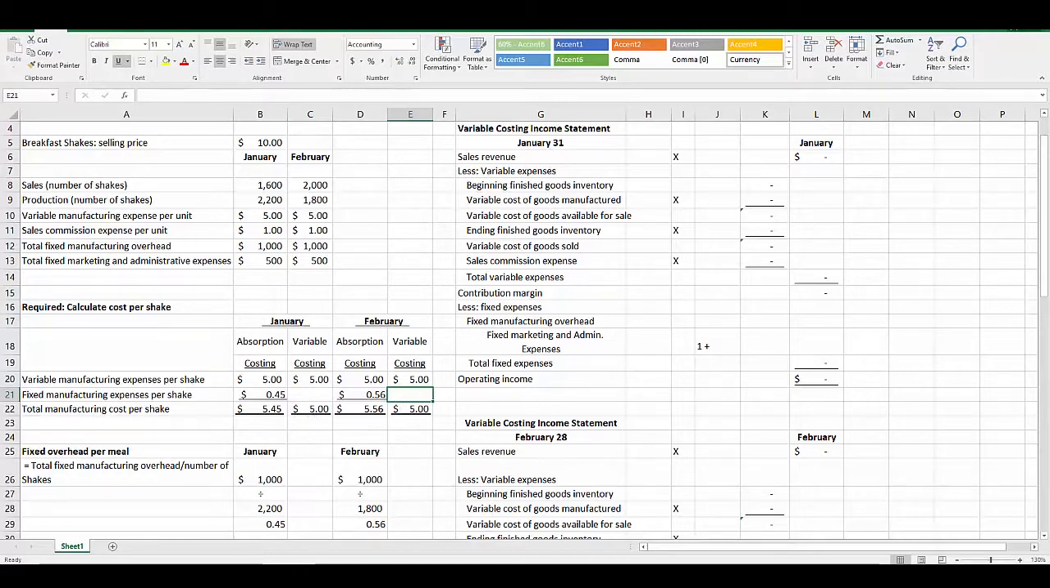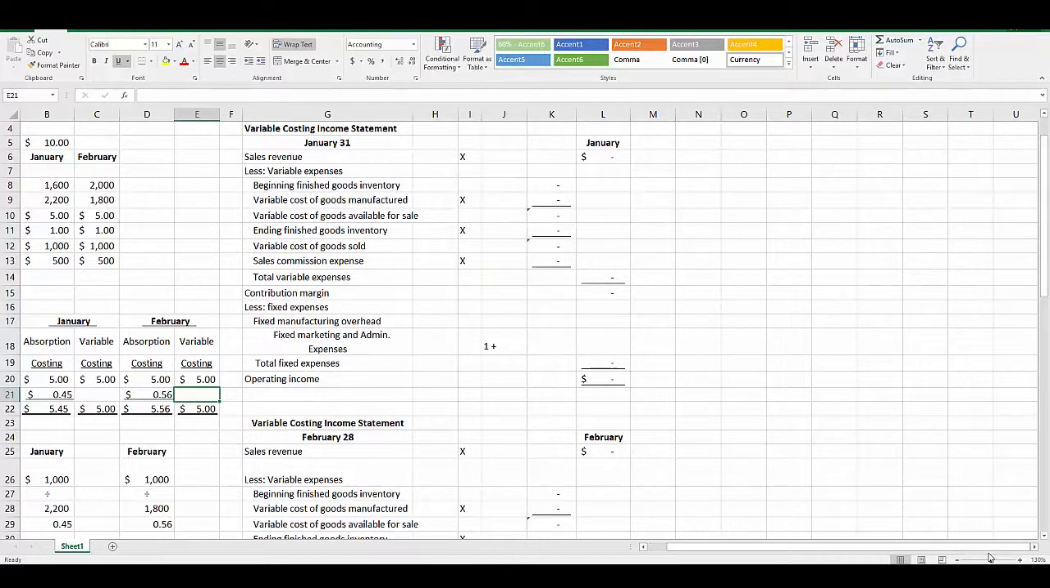Now we're going to look at preparing our income statement using variable costing. So we're looking at, first of all, the sales revenue.